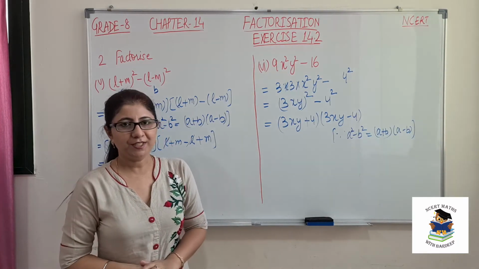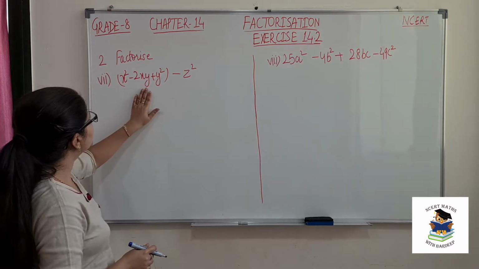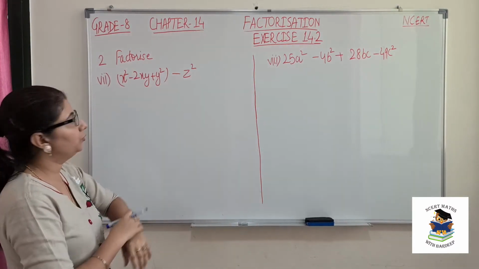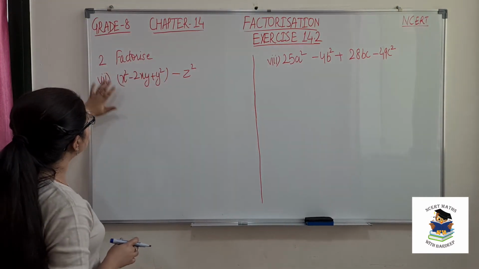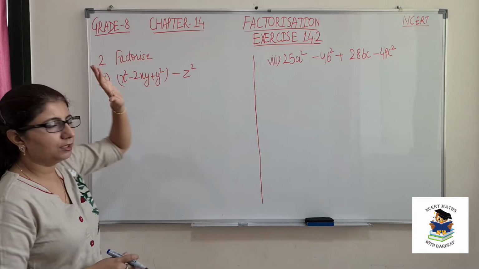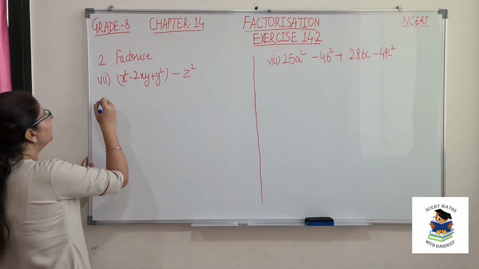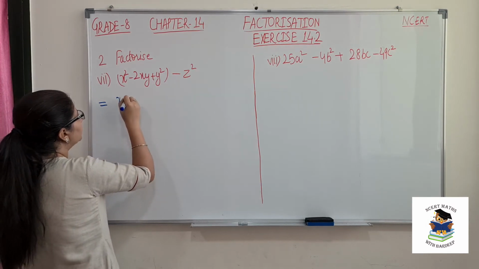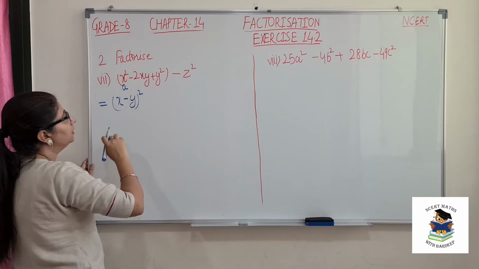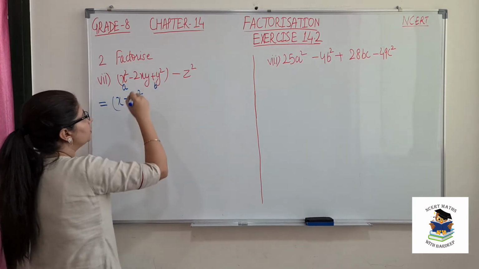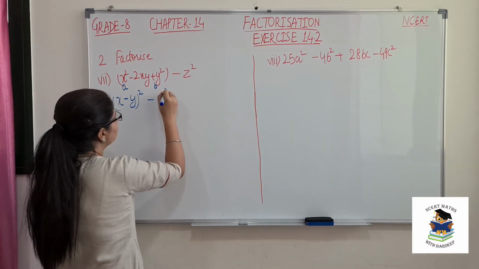Now let's move on to the next part. So let's see the seventh part. This is x square minus 2xy plus y square in full bracket, minus z square. Here we can see, if we consider this part only, this is already an identity, that is a minus b whole square. Okay, so we will write accordingly. This is x minus y whole square, because this is a square, this is b square, and this is 2ab. Okay, and minus z square.